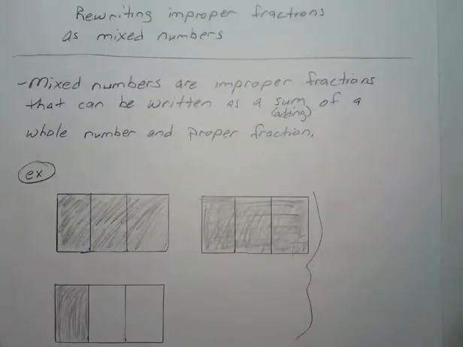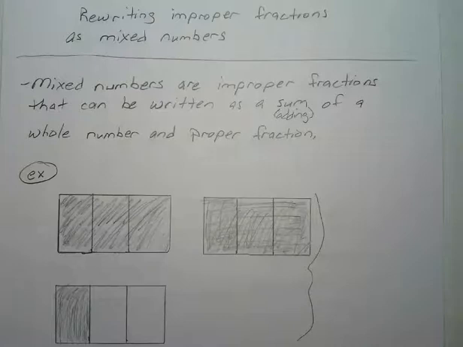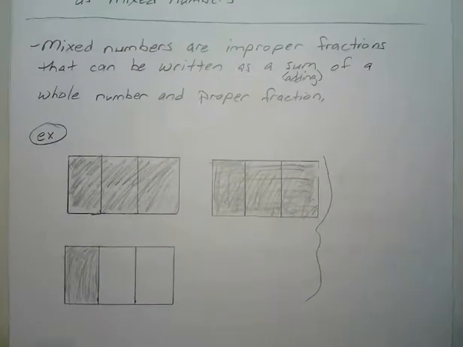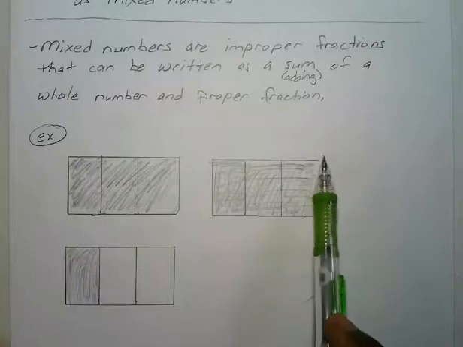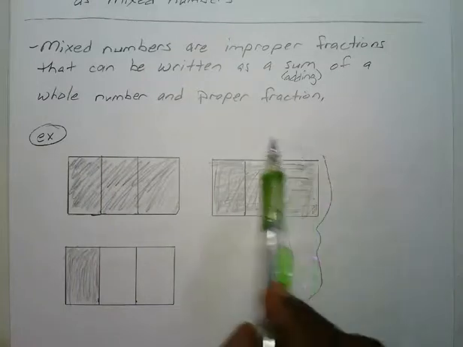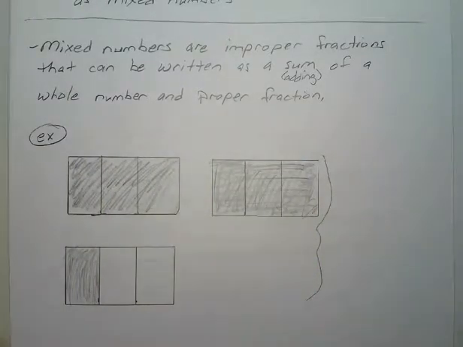Where we look at rewriting improper fractions as mixed numbers. Now, a mixed number is just an improper fraction that's written as the sum of a whole number and a proper fraction. Let's take a quick look at this example here. If you look at all three of these together, let's say you wanted to add all three of those sections together.